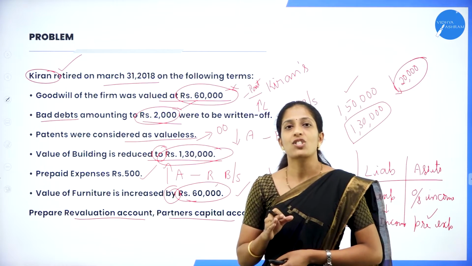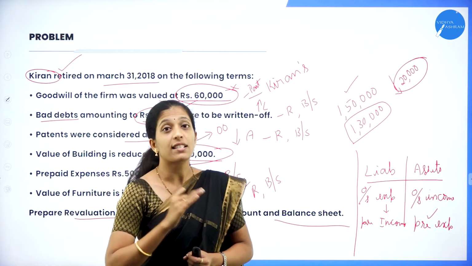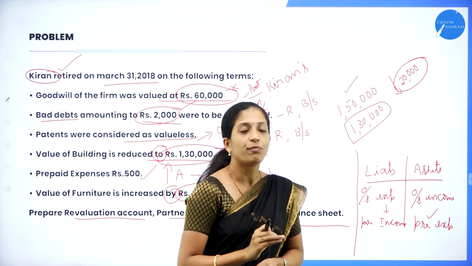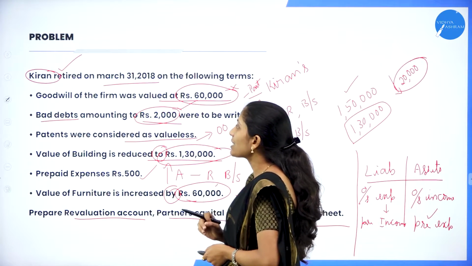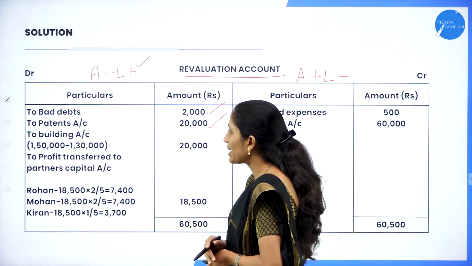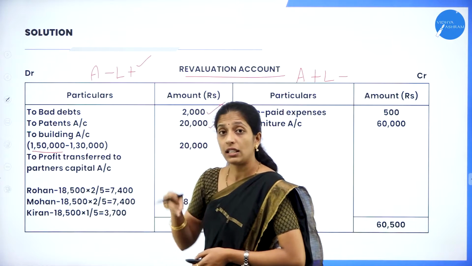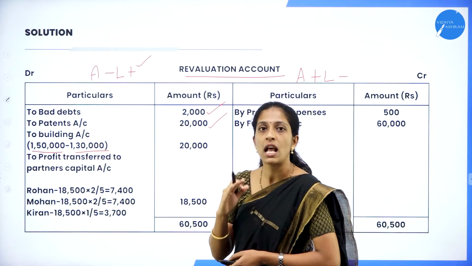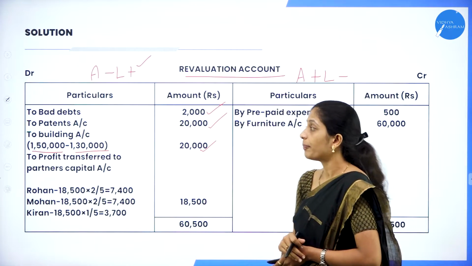So in revaluation account, we are going to take to what extent the value of assets and liability have increased or decreased. So here the value of building has been decreased by rupees 20,000. So decrease in value of asset, A minus, where do we record? In the debit side. So to building account, earlier it was 1,50,000. Now the current value is 1,30,000. So 1,50,000 minus 1,30,000, we'll get 20,000.